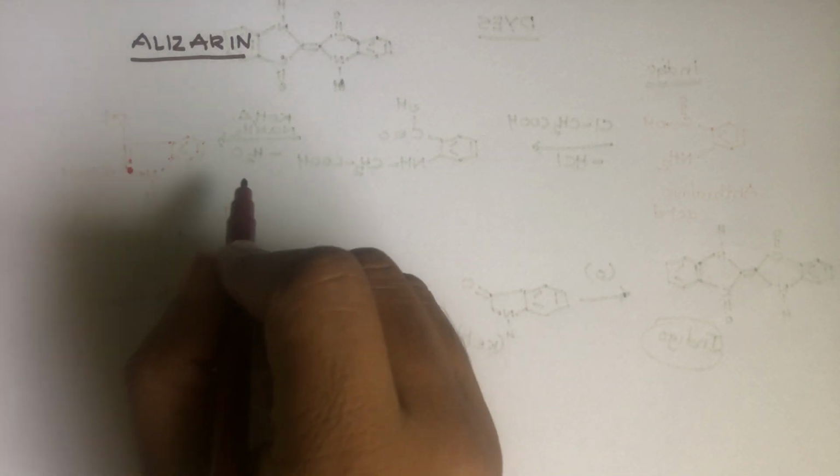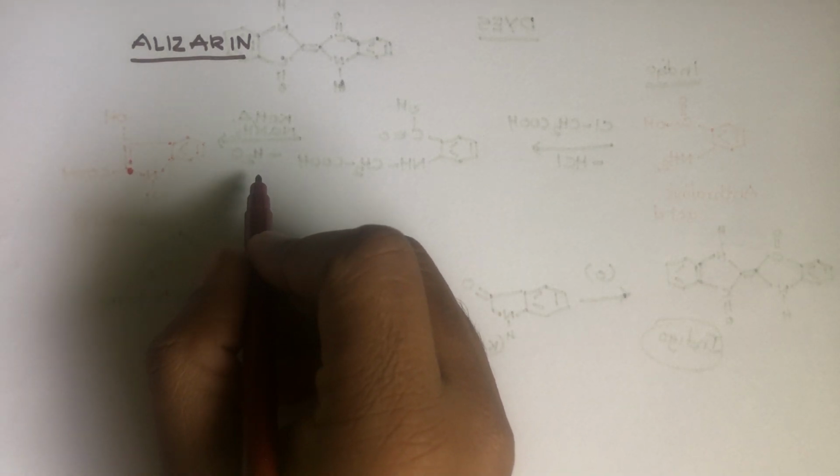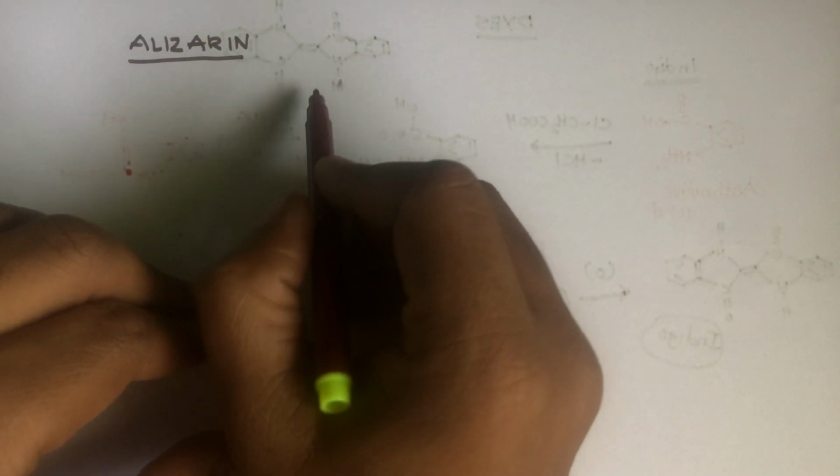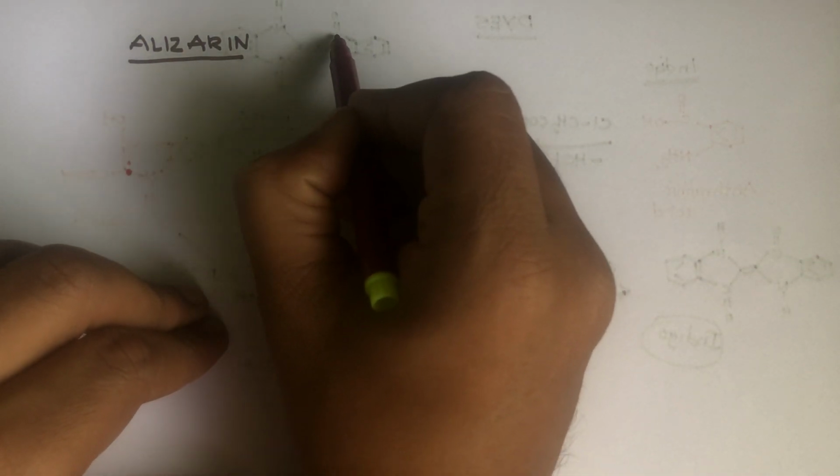It can be prepared from phthalic anhydride. Hope you all know what is phthalic anhydride. You know what is phthalic anhydride? So it can be prepared from phthalic anhydride. So I will draw what is an anthraquinone first, so that you will have an idea what is anthraquinone.